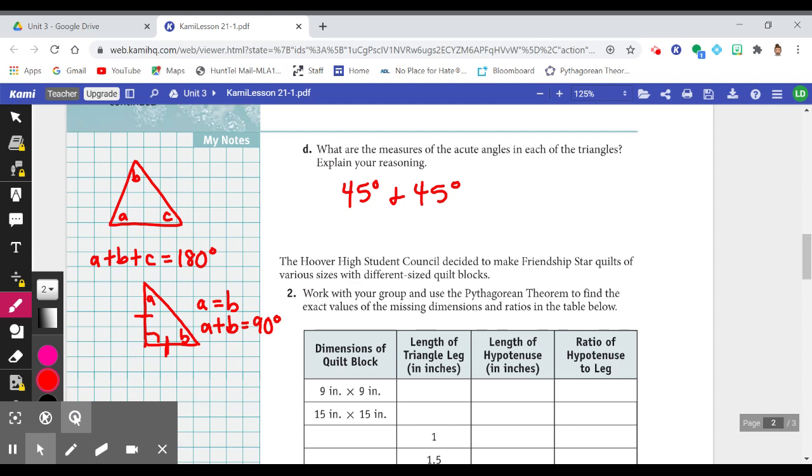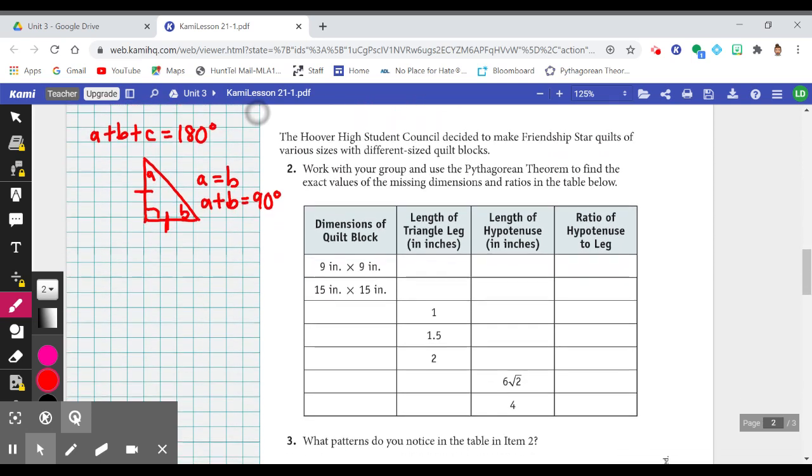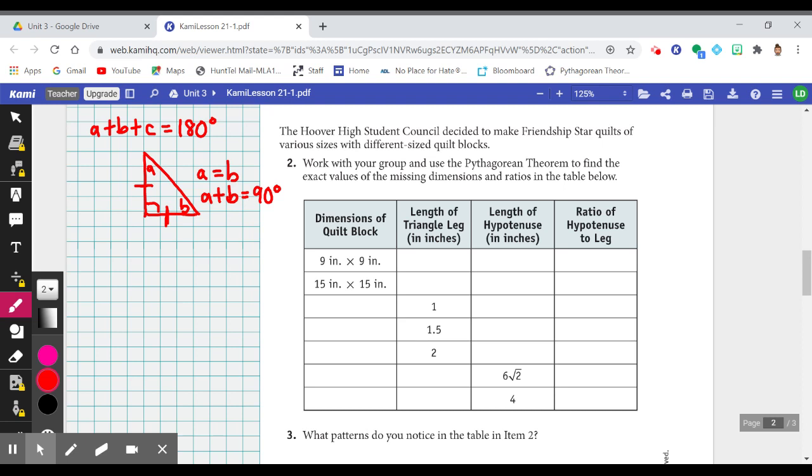So now let's use this idea that we know that two of its legs have to be congruent. Let's see if we can uncover a unique relationship with this. So it says the Hoover High Student Council decided to make friendship star quilts of various sizes with different size quilt blocks. We are going to use the Pythagorean theorem, which we learned in activity 20 or remembered in activity 20, to find the exact values. That means we're not going to round here. We're going to find the exact values of the missing dimensions and ratios in the table below.